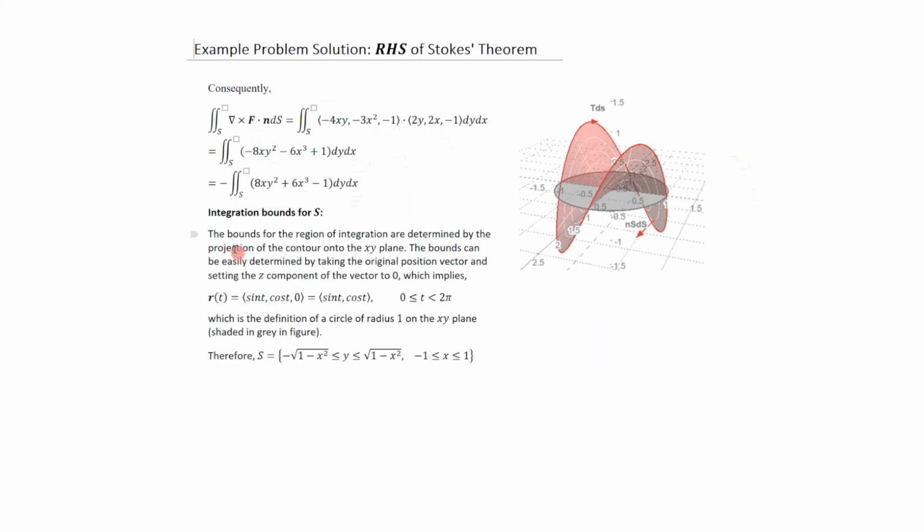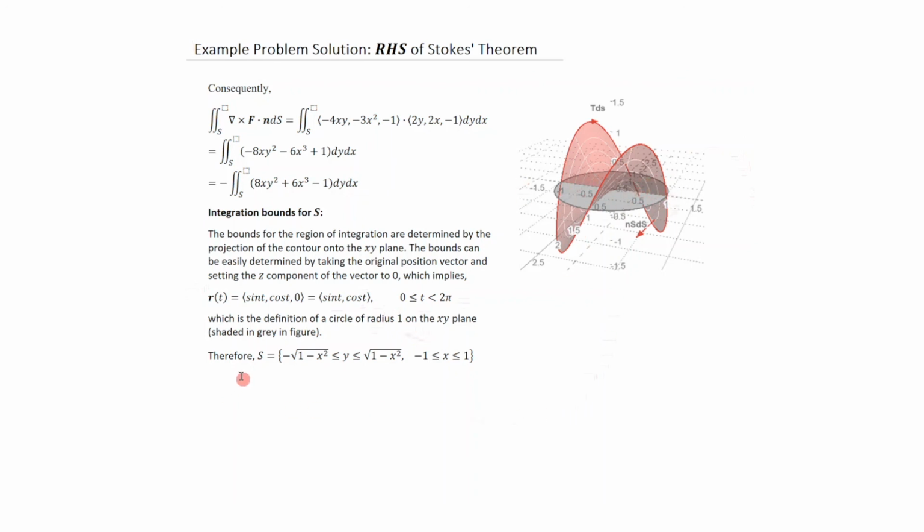The bounds for the region of integration are determined by the projection of the contour onto the xy plane. The bounds can be determined by taking the original position vector and setting the z component of the vector to 0. We had a term in here, and we're just going to set it to 0, and so this is two-dimensional now. Again, t would be going from 0 to 2 pi. And so this is the position vector that traces out the contour, which bounds the region over which we're going to integrate. It's a circle of radius 1 on the xy plane, and it's shaded in gray here.